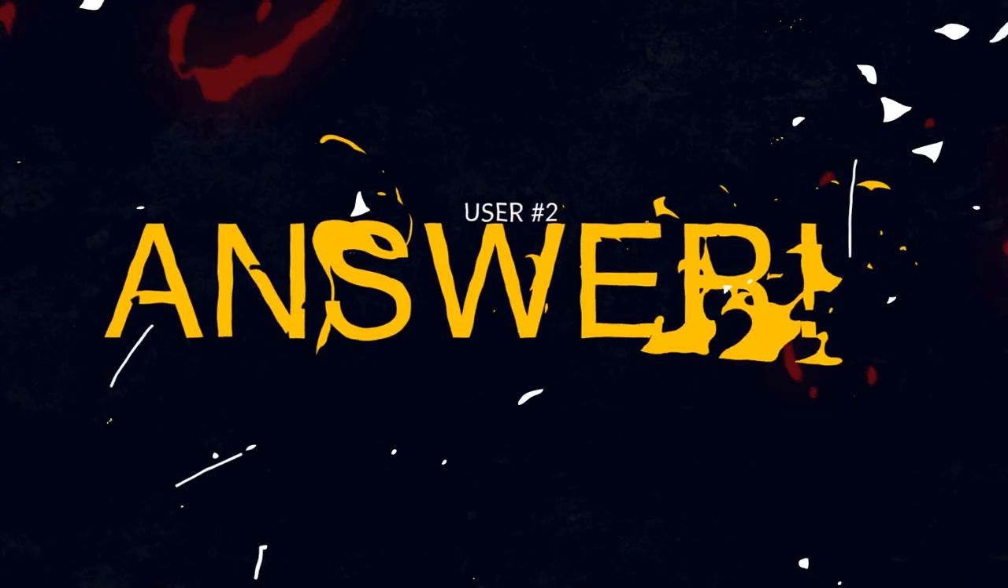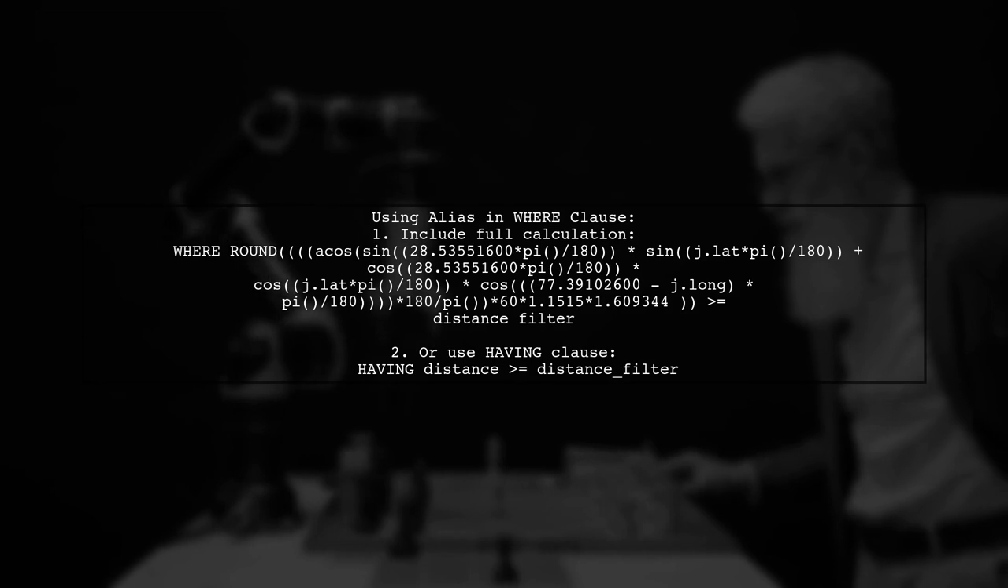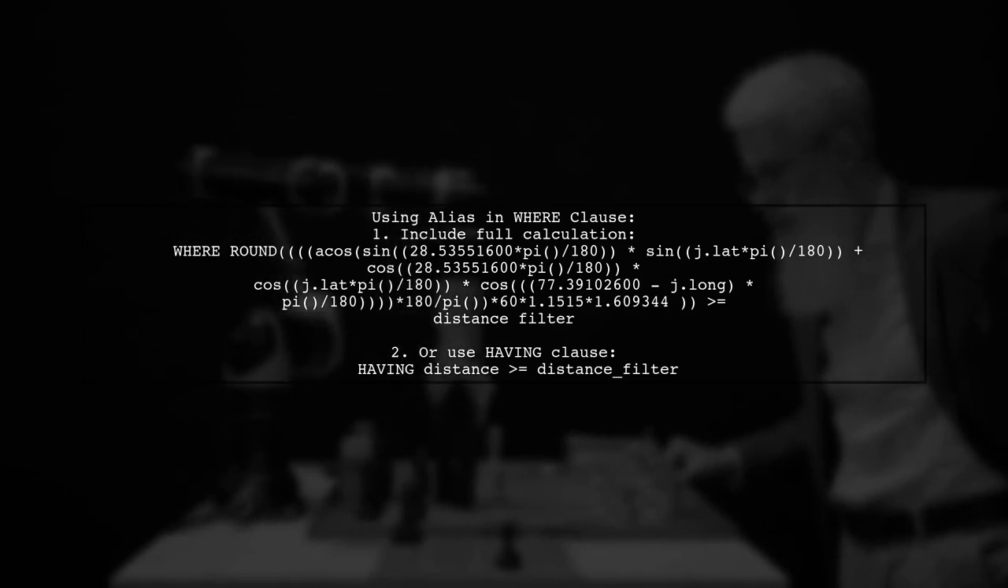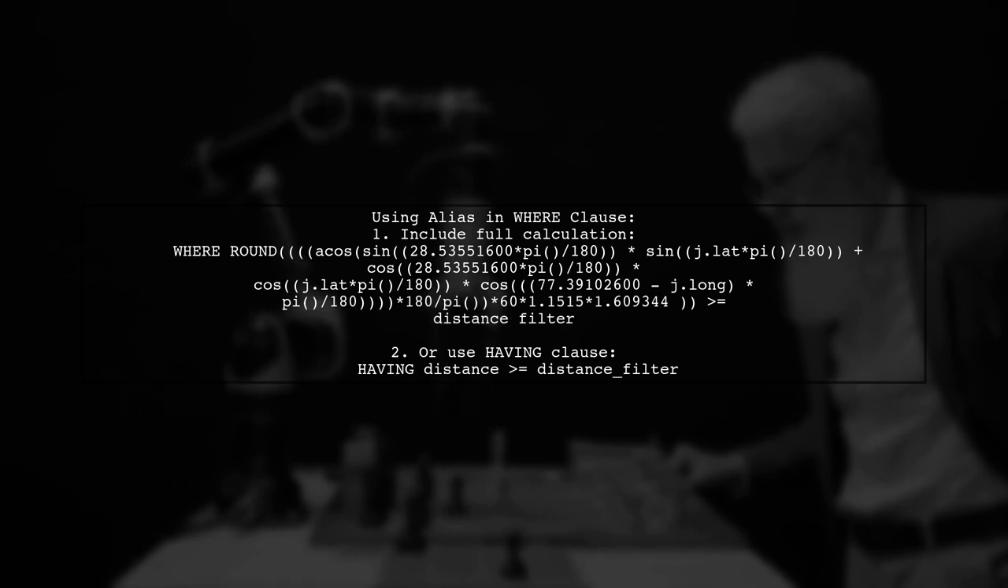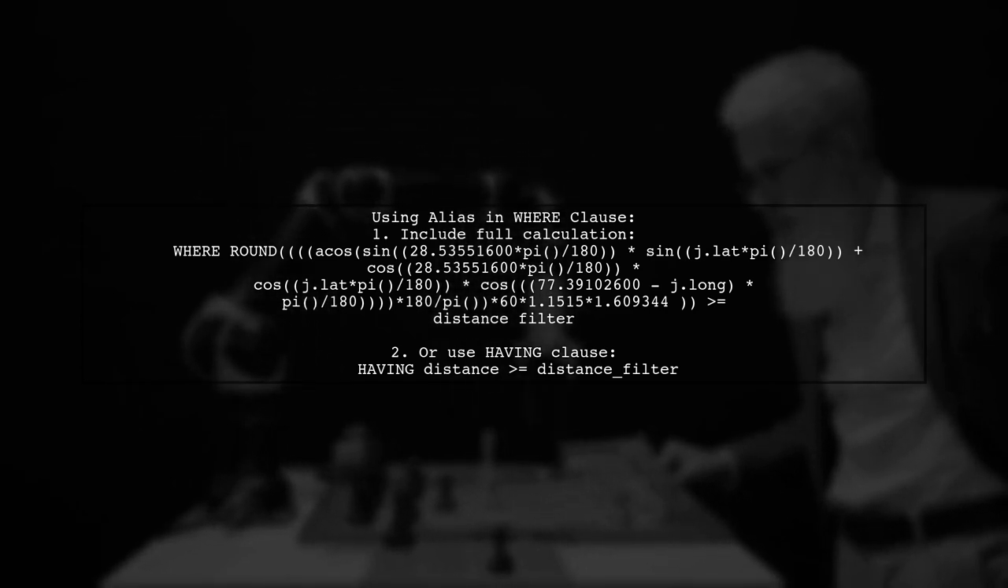Let's now look at another user-suggested answer. To use an alias value in a where clause, you need to include the entire calculation directly in the clause. Alternatively, you can use the having clause to filter based on the calculated distance.